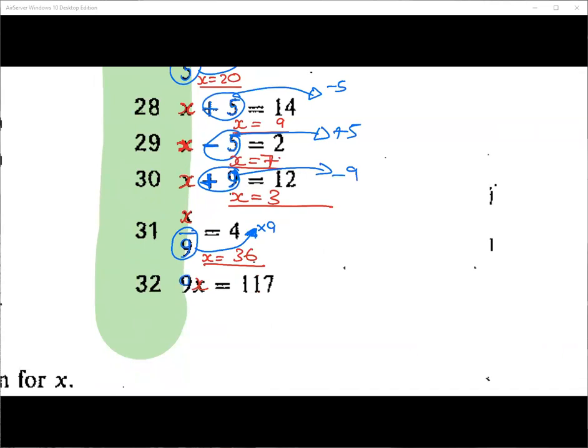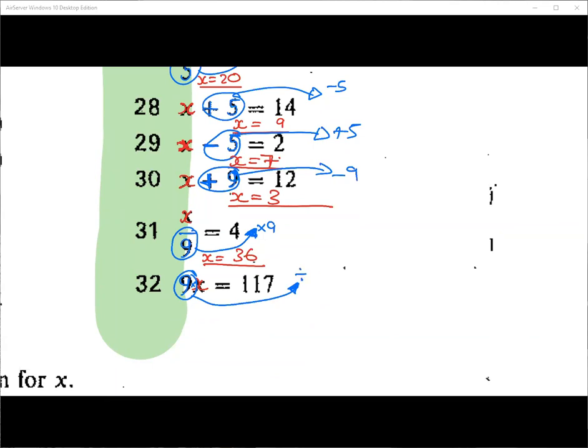So you need to circle the 9. No, not the 9. Circle the times by 9. Number 31, you circle the divide by 9. Number 30, you circle the plus 9. Remember the operation. You're not reversing a 9. You can't reverse a 9. So you're reversing the times by 9. Okay, lovely.